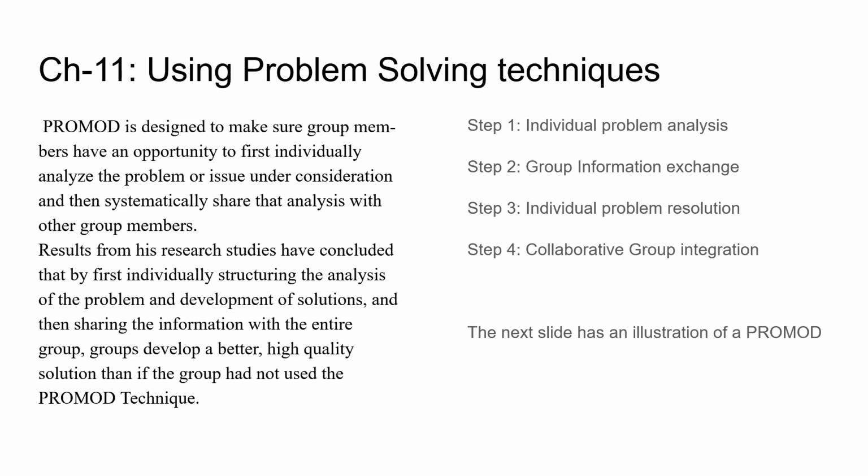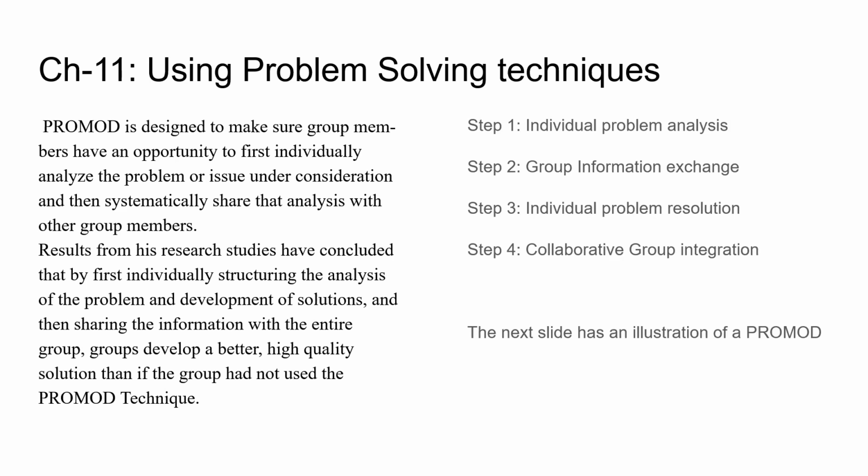So step one, individual problem analysis. So just by ourselves, what do we think the problem is? Right. My friend is unhappy. Why? Right. Let's not talk to each other about it. We just think about it by ourselves first. Why do we think maybe that's happening? Step two, group information exchange. So now we share as much information as we can with everybody we can in the group.